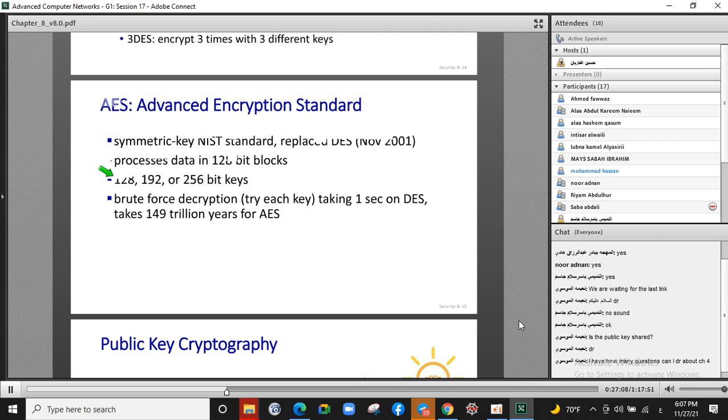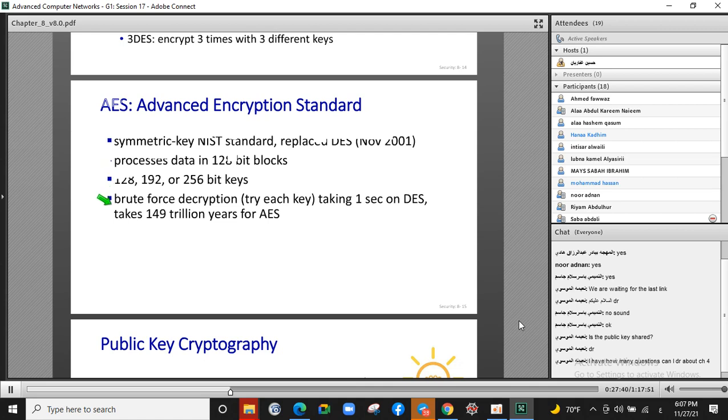So you can see, comparing with DES, in AES we are using larger keys. Using larger keys means that AES is stronger than this strategy.